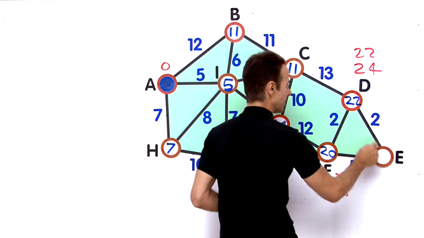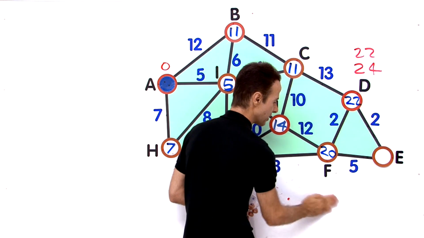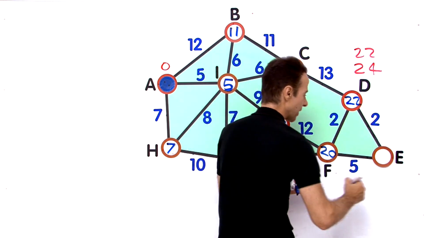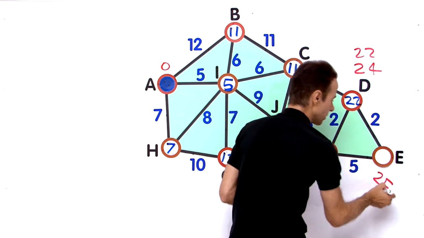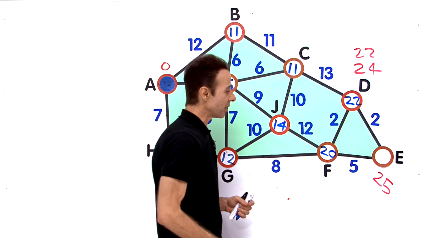Now we want to get to E. There's two paths, that way and that way. Let's explore both. First, I'll rub these guys out. Now, we can go directly across. 20 plus 5, that's 25. 25, is that going to work? 25 meters. Well, let's have a look at a better one.